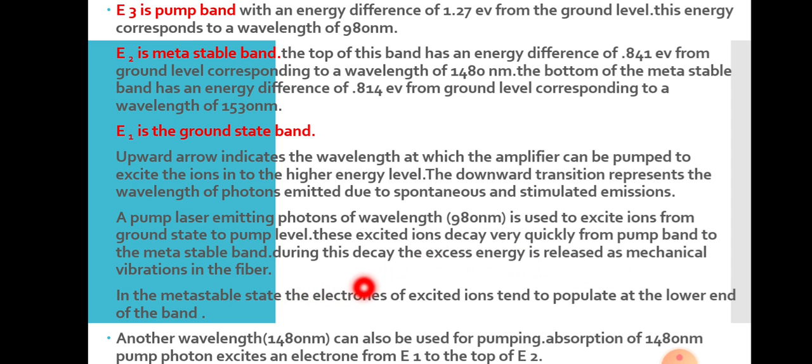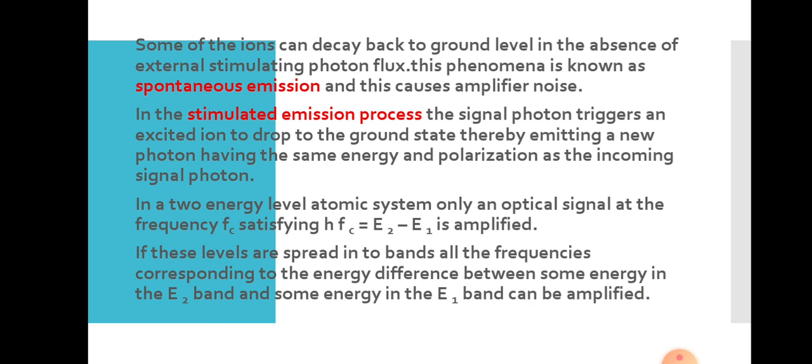In the metastable state, the electrons of excited ions tend to populate at the lower end of the band. Another wavelength, that is 1480 nanometer, can also be used for the pumping, and the absorption of this 1480 nanometer pump photon excites an electron from E1 to the top of E2. Some of these ions can decay back to the ground level in the absence of external stimulating photon flux, and this phenomenon is known as spontaneous emission, and this causes amplifier noise, known as amplified spontaneous emission noise.